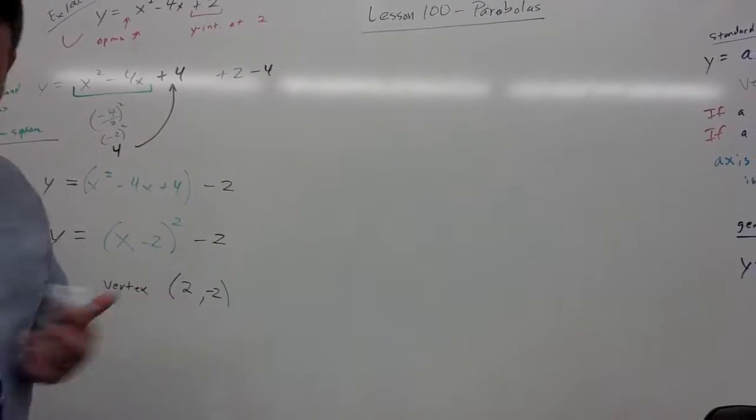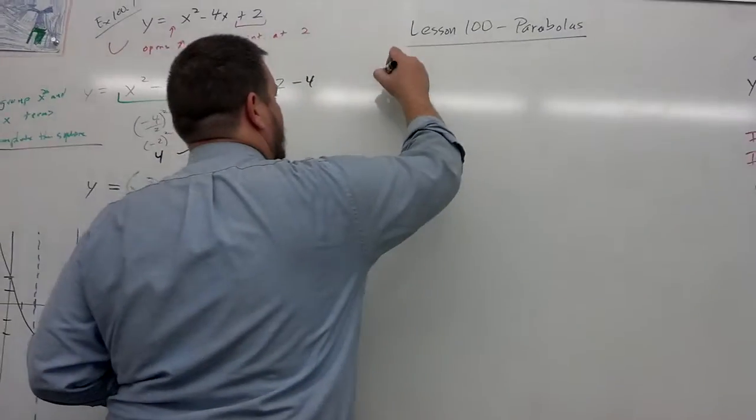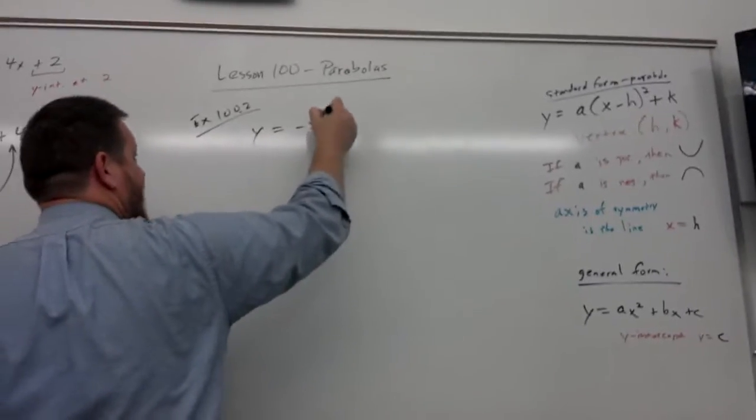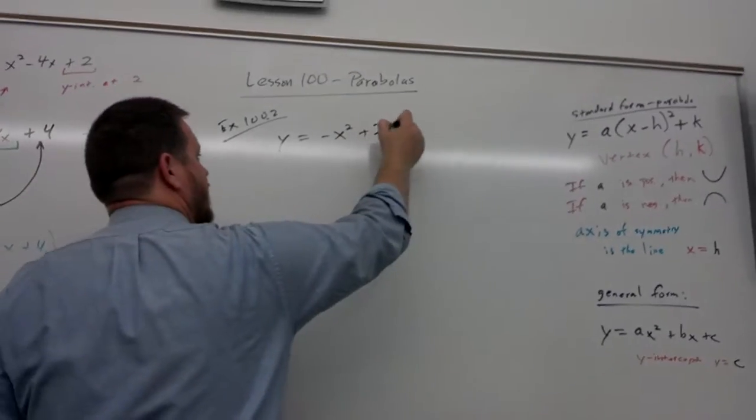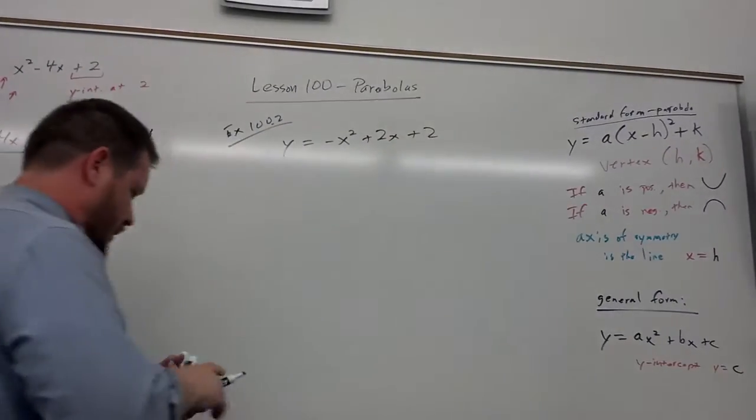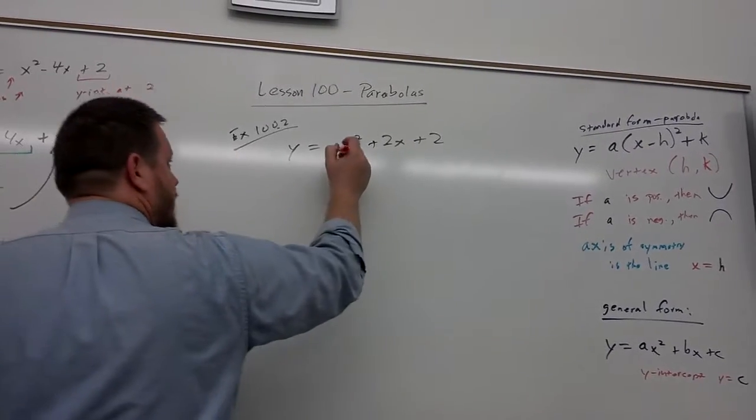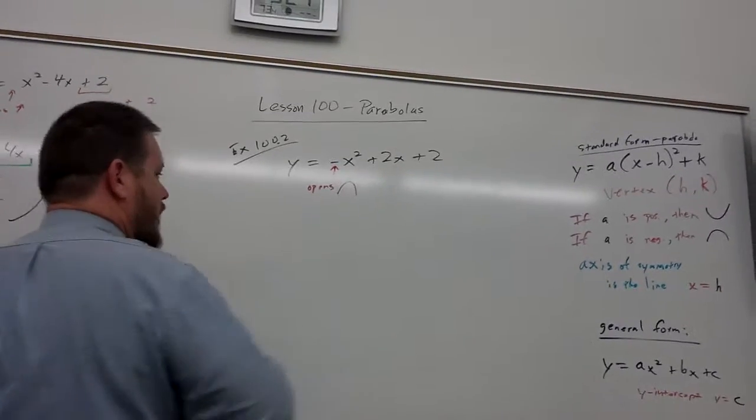All right, let's match colors here. Example 100.2. If we have y equals negative x squared plus 2x plus 2, what do we know? Does it open up or down? Okay, we know from this that it opens down. What else do we know?